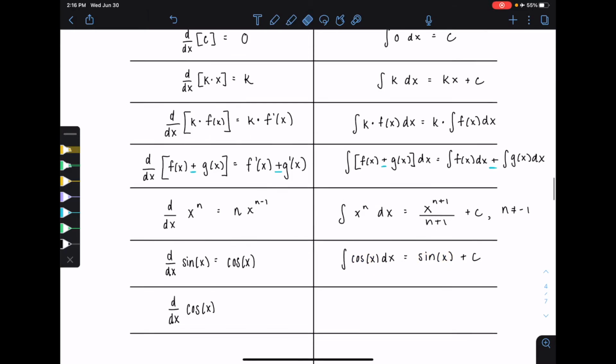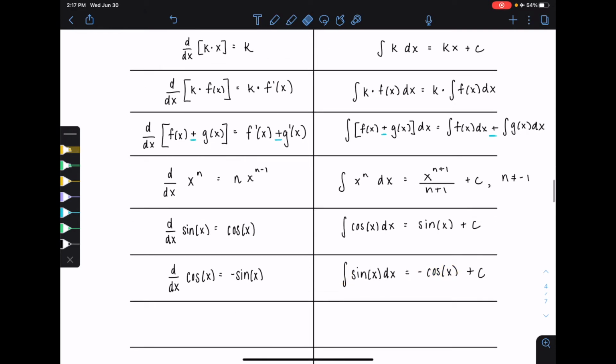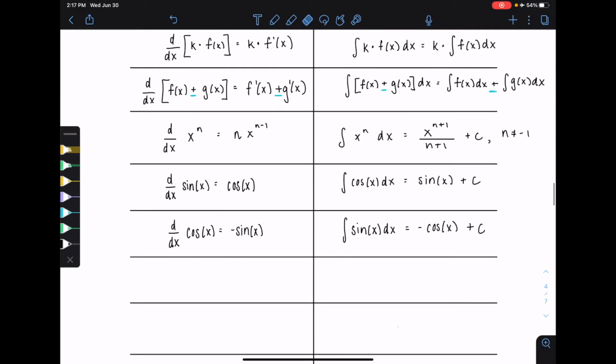If I take the derivative of cosine of x, it's negative sine of x. So if I'm just dealing with sine of x as an antiderivative, I know a minus gets introduced from cosine. So the antiderivative of sine of x is negative cosine of x, because when I take this derivative, the minus will cancel and end up with positive like I have on the left-hand side. And then again, we tack on the plus c.